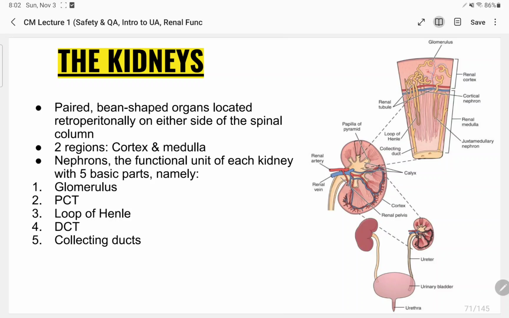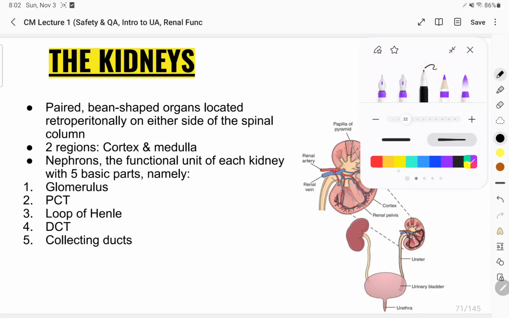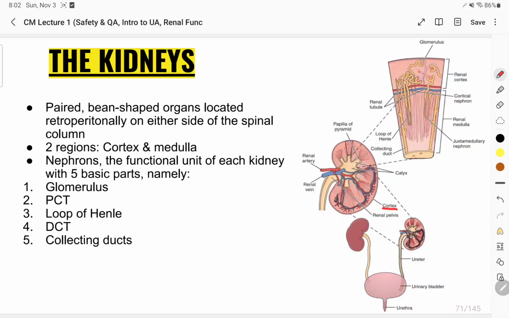Our kidneys have two regions: the cortex and the medulla. Here is our picture. The cortex is the outer part, the one colored red. Cortex meaning the outside. And then the medulla.